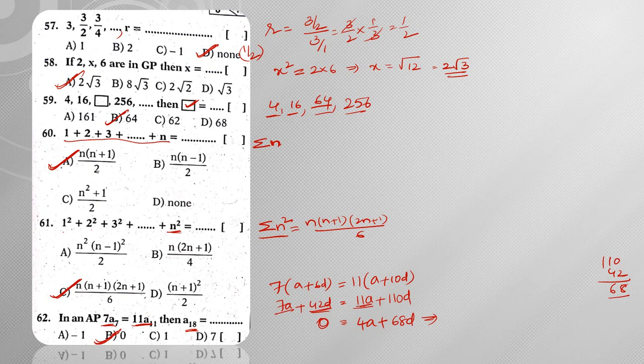Now if I take 4 as common and transpose, then this can be written as a plus, in the 4 table, 4 1s are 4, 4 17s are 68. So 17d. So a plus 17d is equal to 0. So what is a plus 17d? a plus 17d is nothing but a18 only, no? So clearly a18 is equal to 0.